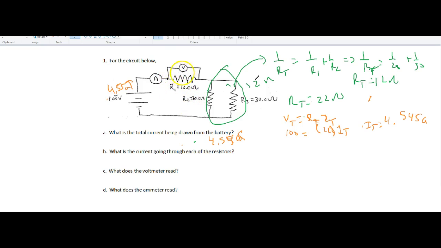So next stop, as we were walking around the circuit, it goes to the ammeter. The ammeter can't affect anything, but it measures how much amperage is going through there. How much amperage is going through there? Well, that would be 4.55.